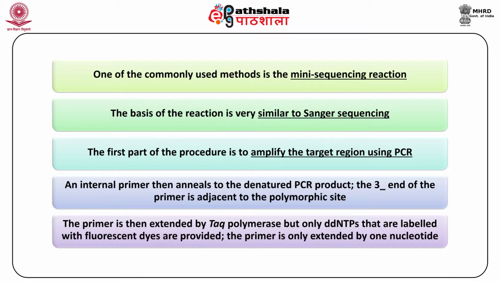The basis of the reaction is very similar to Sanger sequencing. The first part of the procedure is to amplify the target region using PCR. An internal primer then anneals to the denatured PCR product. The 3' end of the primer is adjacent to the polymorphic site. The primer is then extended by Taq polymerase, but only ddNTPs that are labeled with fluorescent dyes are provided. The primer is only extended by 1 nucleotide.